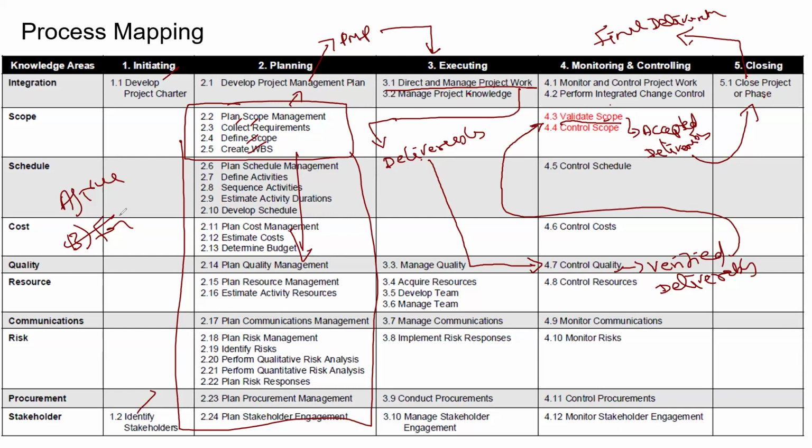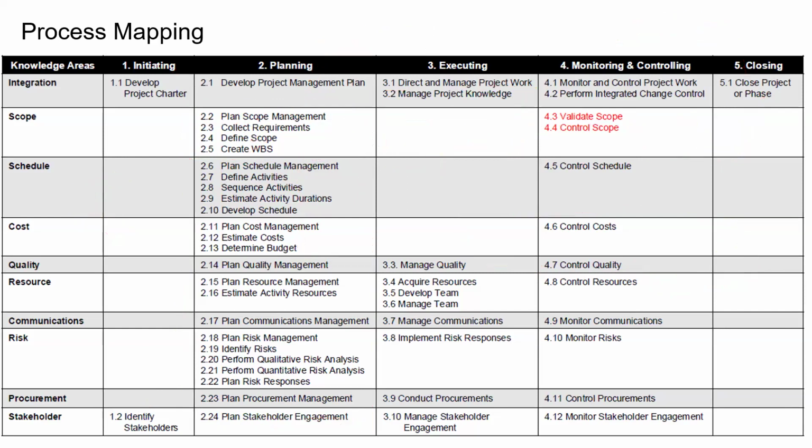So we know that validate scope is a process where the customer accepts the deliverable. What is control scope? In the last class, we discussed scope creep. What is scope creep? Uncontrolled scope changes. Now, we discussed that one of the responsibilities of a project manager when it comes to scope management is to ensure they will do all the work and only the work required. Then only you can manage the scope creep.